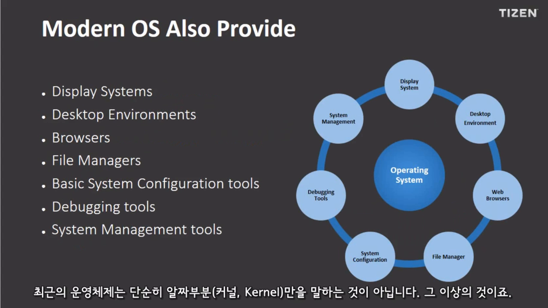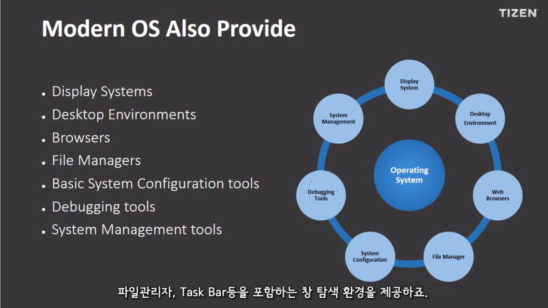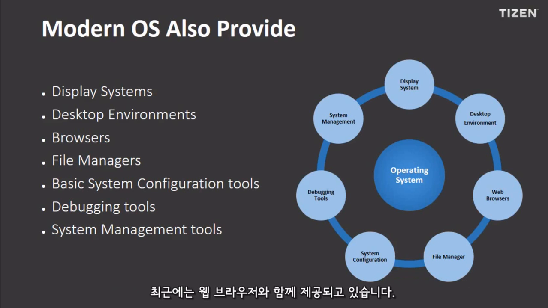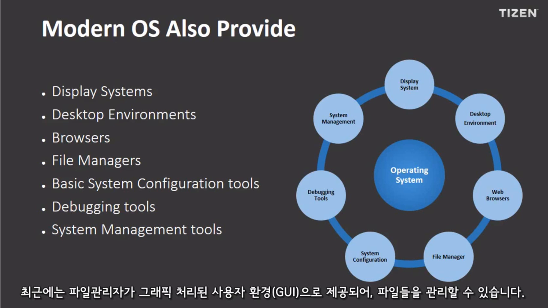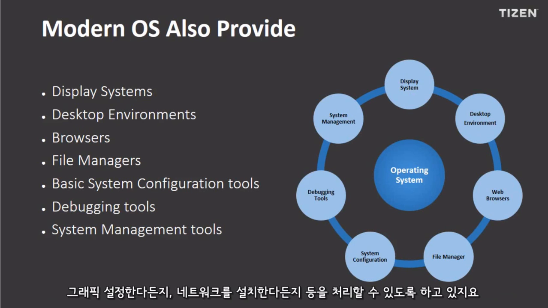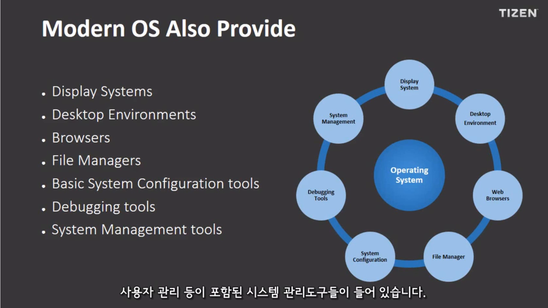Modern operating systems also provide much more than just the low-level kernel. They provide display systems. They provide entire desktop environments. You've got the Windows Explorer environment with its file manager, taskbars, etc. You have the Mac OS X desktop environment, and on Linux there are several that compete as well for that. They often today also come with web browsers. They come with file managers so people can access, open, and otherwise manage their files with a graphical user interface. They come with basic configuration tools for the operating system, from things like configuring your displays through to your network and so on. They come with debugging tools for developers at times and other system management tools like user management, etc.